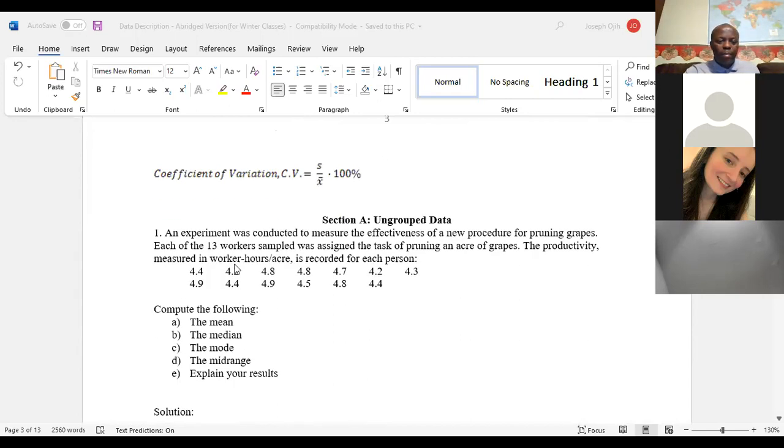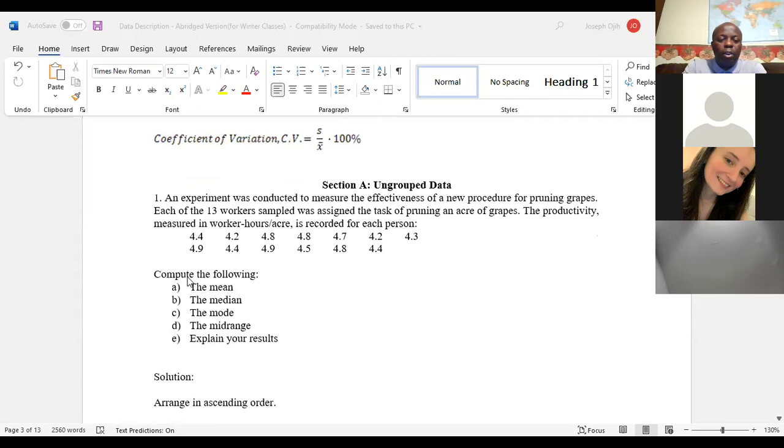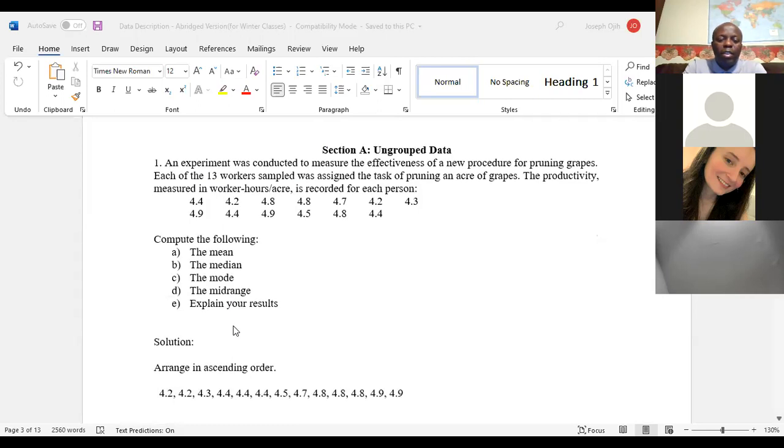It says here that an experiment was conducted to measure the effectiveness of a new procedure for pruning grapes. Each of the 13 workers sampled was assigned a task of pruning an acre of grapes. The productivity, measured in worker hours per acre, is recorded below. It says, compute the following: the mean, median, mode, and mid-range. Let's display our results. Let's start with the mean. Now, each of these data values represents x. For example, this 4.4 is x1, 4.9 is x2, 4.2, so they all represent x.